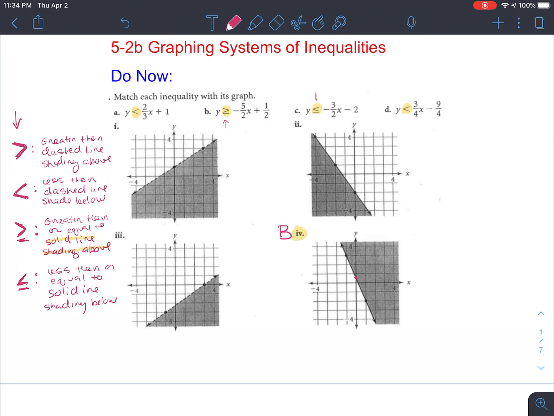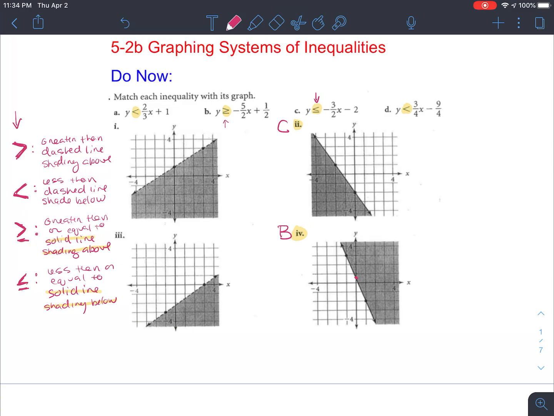Let's look at the second easier one, right? This other unique symbol, the less than or equal to sign. We should be expecting for a less than or equal to sign a solid line and shading below. Well, we've already used the other solid line, so that only leaves option number 2. Is it shaded below? Absolutely. So number 2 is going to be paired with C.